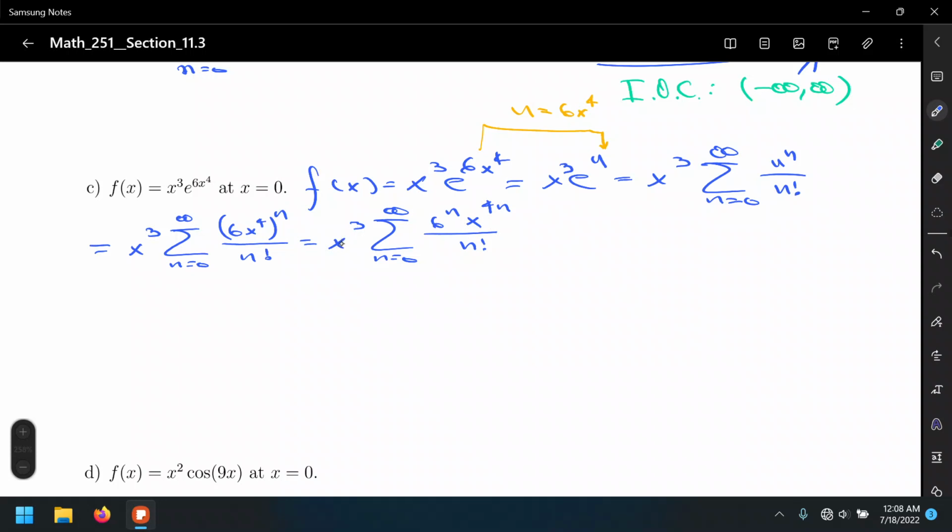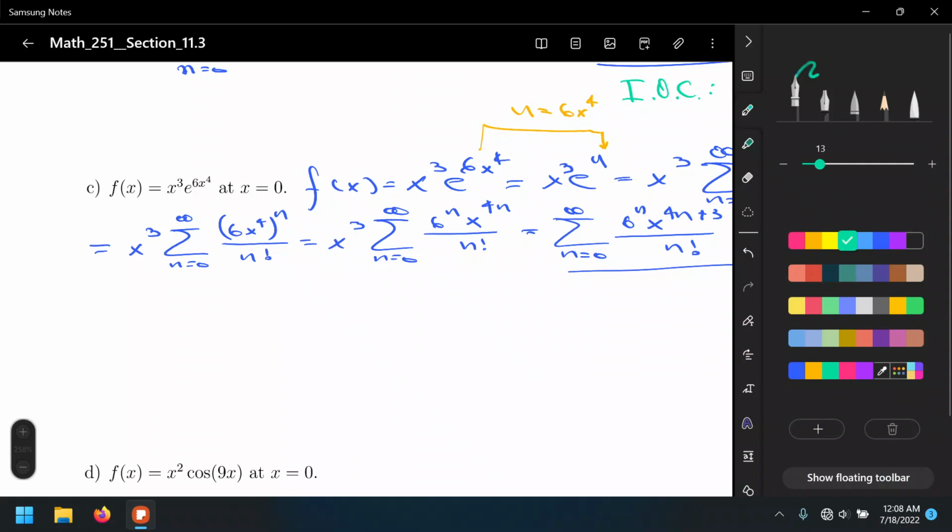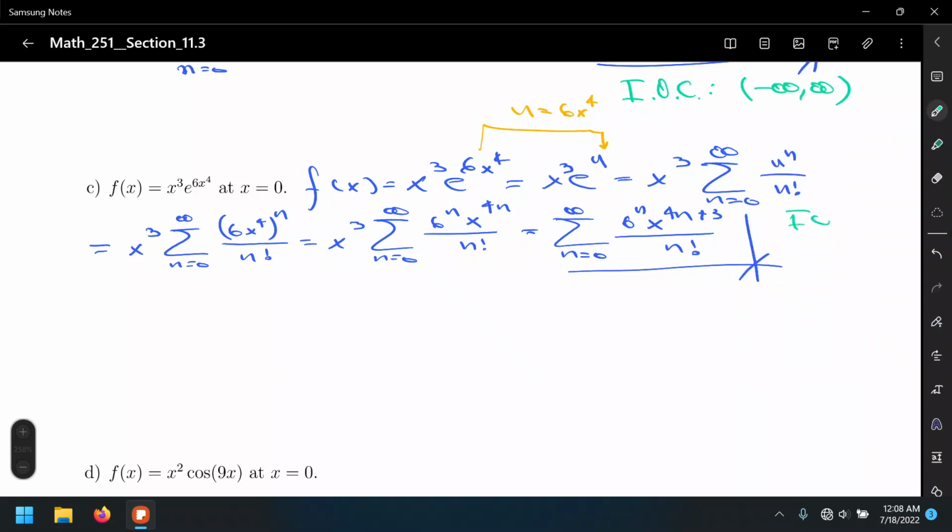Because we have the same base x, what we do is add the exponents. 6 to the n x to the 4n plus 3, in this case, over n factorial, and that's going to be the power series. And again, the IOC, the interval of convergence, is also all real numbers.